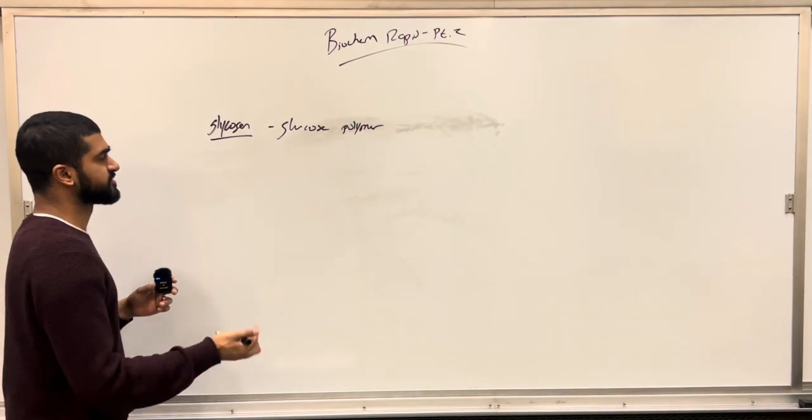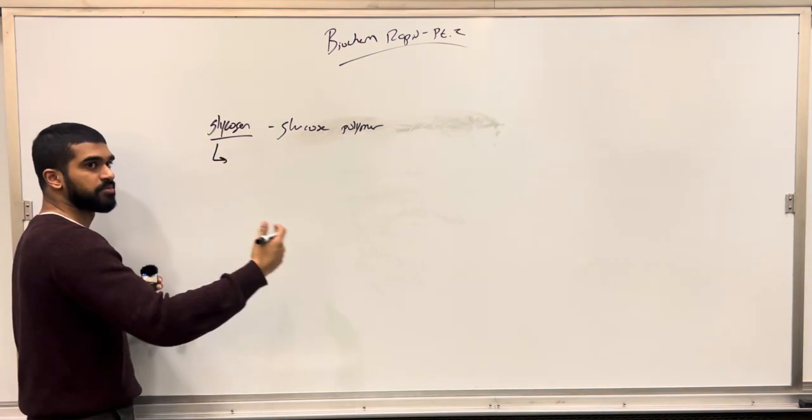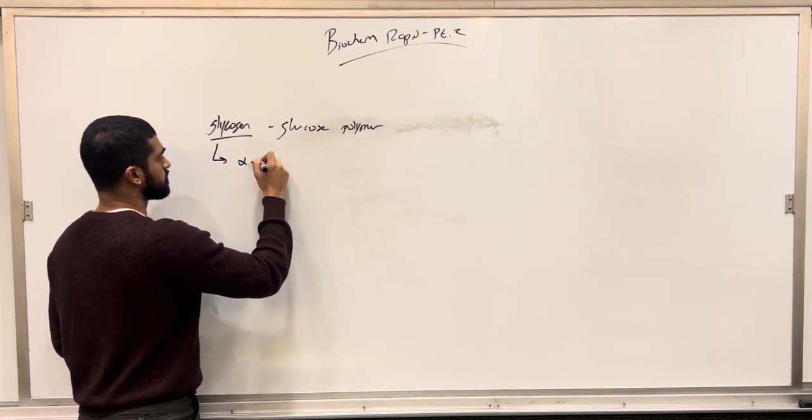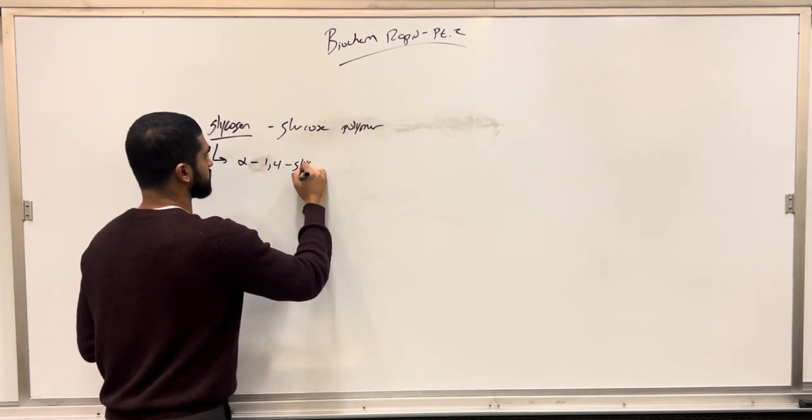So glycogen is made up of 2 types of bonds. First is the most abundant type of bond. It is the alpha 1,4 glycosidic bond.